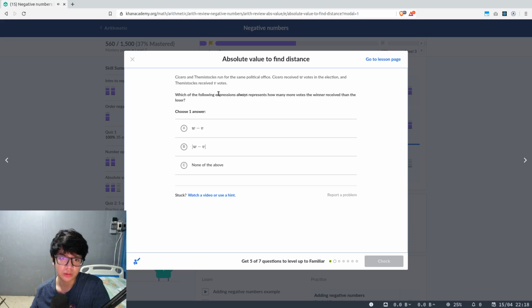Cicero and Themistocles run for the same political office. Cicero received W votes in this election and Themistocles received V votes. Which of the following expressions always represents how many more votes the winner received than the loser?